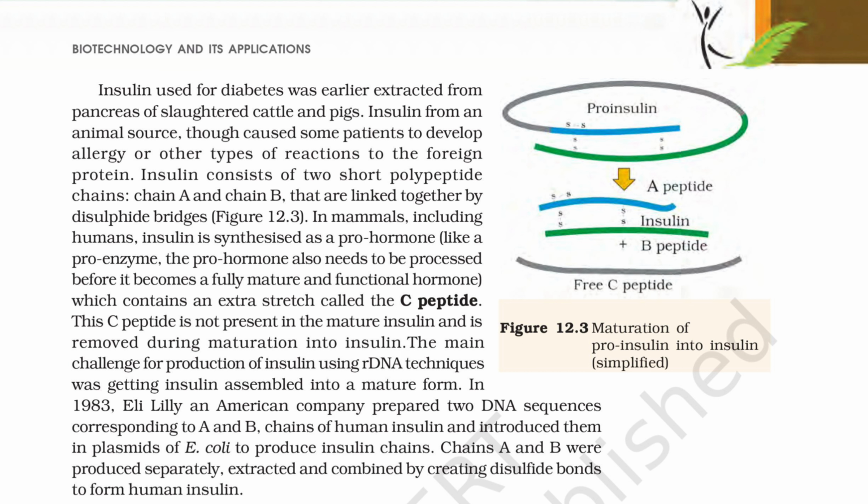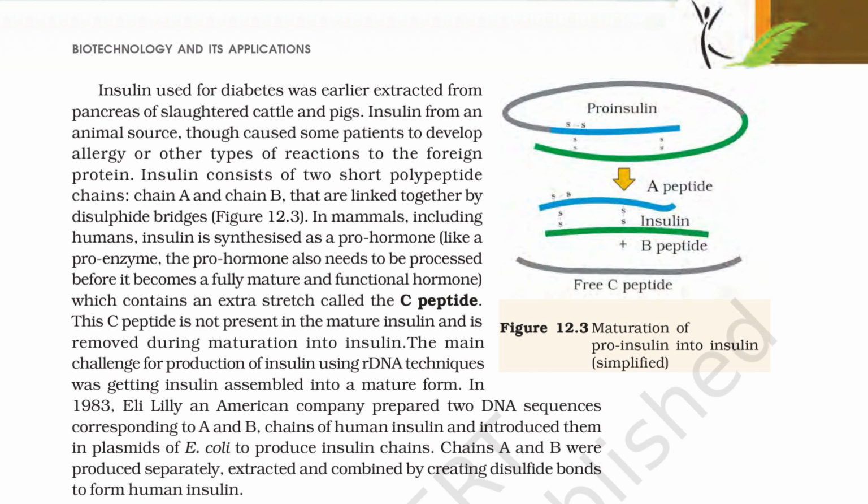In mammals, including humans, insulin is synthesized as a prohormone, like a proenzyme. The prohormone also needs to be processed before it becomes a fully mature and functional hormone, which contains an extra stretch called the C-peptide. This C-peptide is not present in the mature insulin and is removed during maturation into insulin. The main challenge for production of insulin using rDNA techniques was getting insulin assembled into a mature form.